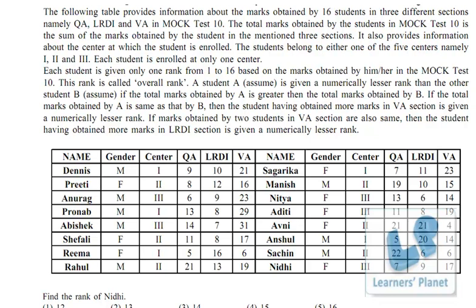A student A is given a numerically lesser rank than student B if the total marks obtained by A are greater than the total marks obtained by B. Generally, it only happens this way. If the total marks obtained by A are the same as those of B, then the student having more marks in VA will be given priority, so the person will have a lesser numerical rank, that means better ranking. And even if the students' marks in VA are also the same, then the student having more marks in LRDI will be given priority.